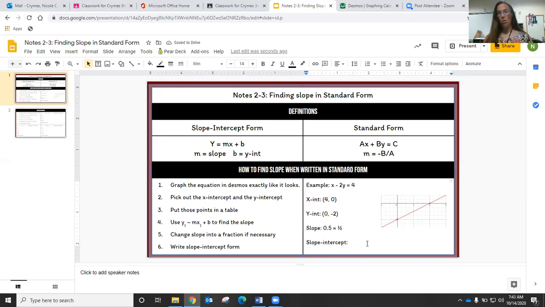And so then if we were going to write the equation in slope-intercept form, we would say y equals m, so that would be 1/2 x, and then our b value was negative 2, so we would put minus 2. So plain and simple, all we're doing is expanding on what you guys already knew.